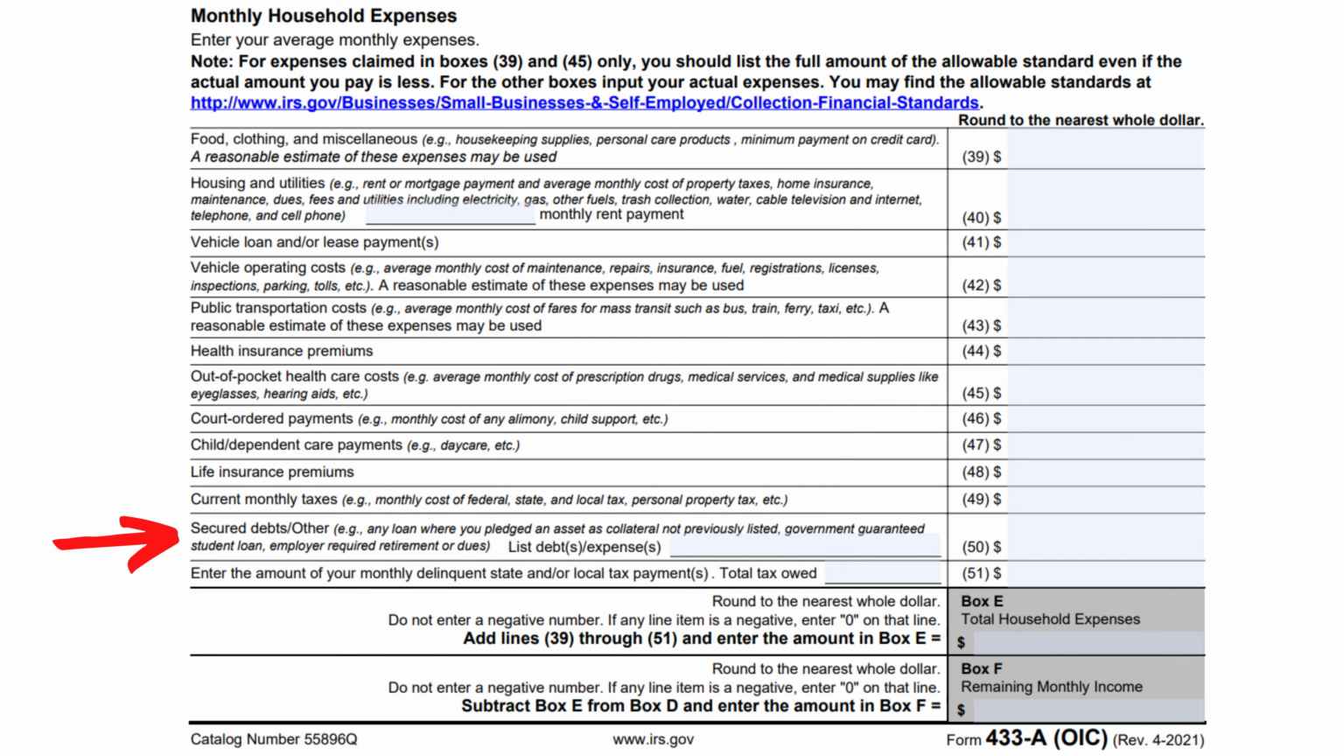Because here in line 50, it says a secured debt is for any loan where you pledge an asset as collateral not previously listed, right? And we already listed your housing, which would include your mortgage, and your vehicle ownership costs, which includes your car loan. Another requirement here, and this is a requirement for every expense you put in the 433A OIC, I've said this throughout this video, is that you must have taken out the debt to pay for necessary expenses, okay? Expenses needed for the health and welfare of you or your family or for the production of income.